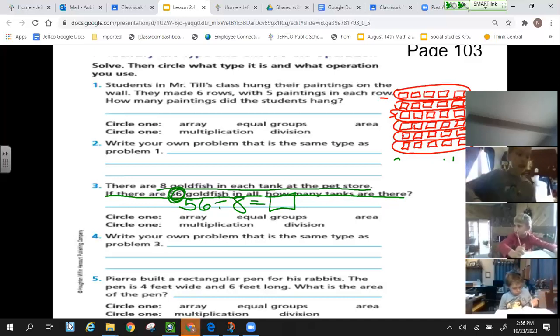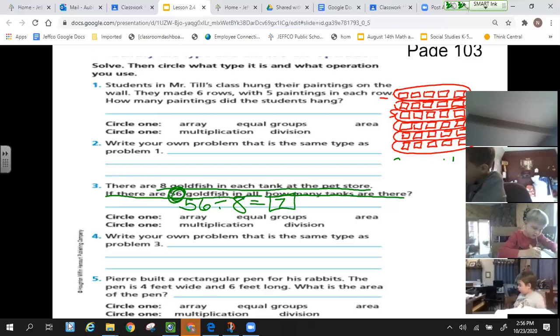It's not 8 times 8, because that's 64. It's not 6 times 8, because that's 48. 56. It's right between the two, right? What does it have to be? 7. But look how we used what we knew to help us figure out what we didn't know. Cooper, I want whole body listening. So we know that there's 7 tanks. And we just used the inverse to help us.